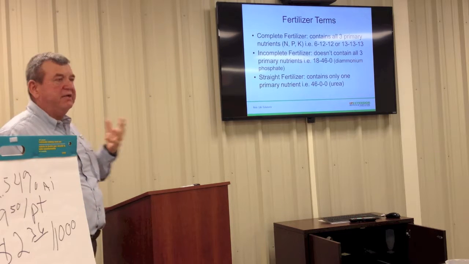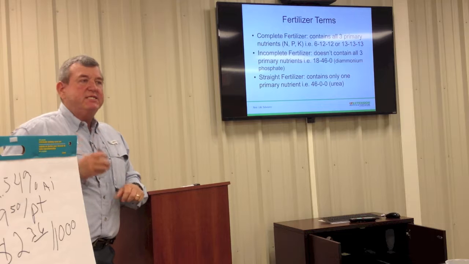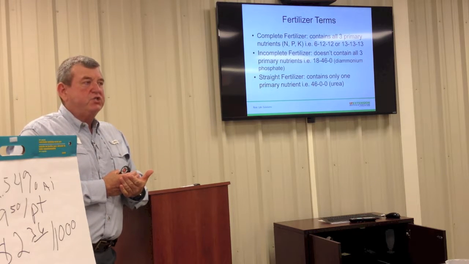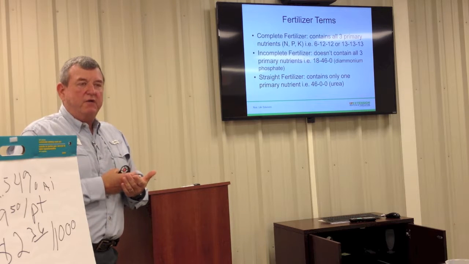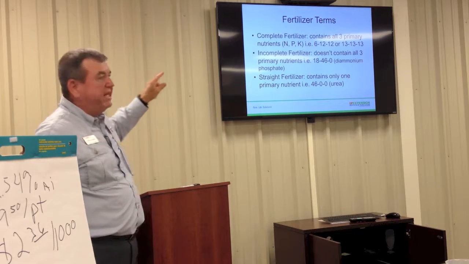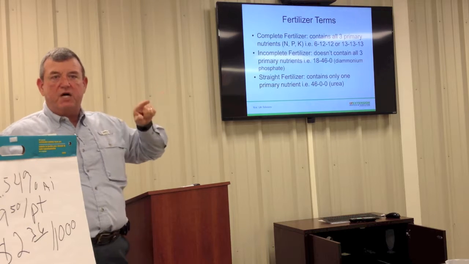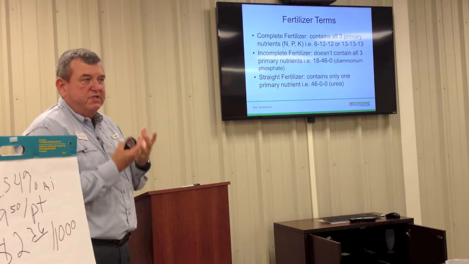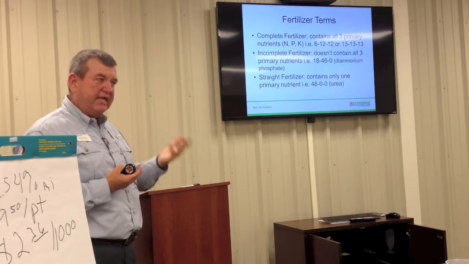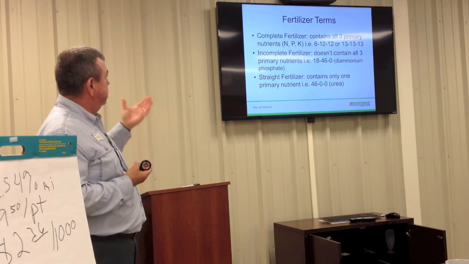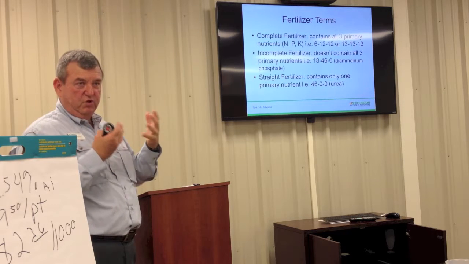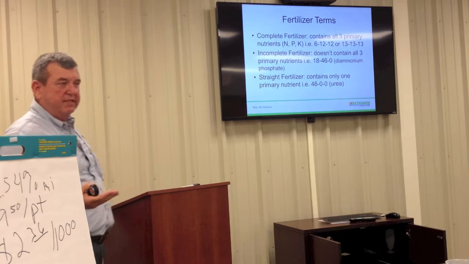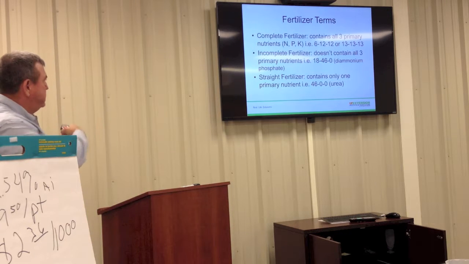You will see the term complete fertilizer. All that means is that it contains all three of the primary nutrients. It contains some quantity of nitrogen, phosphorus, and potassium. And it'll always be listed in that order: nitrogen first, followed by phosphorus, followed by potassium. And it's not pure phosphorus that you're going to find in the fertilizer. It's phosphate. And then the potassium is not pure potassium. It's potash.